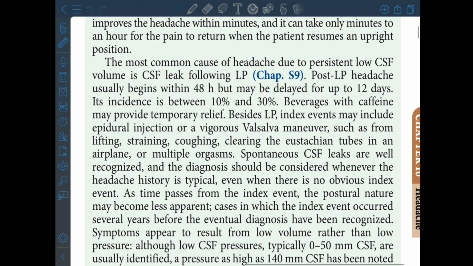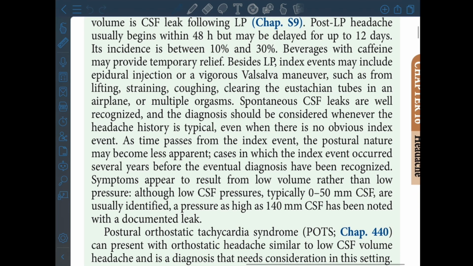The most common cause of headache due to persistent low CSF volume is CSF leak following lumbar puncture. Post-lumbar puncture headache usually begins within 48 hours but may be delayed for up to 12 days. Its incidence is between 10 and 30%. Beverages with caffeine may provide temporary relief.